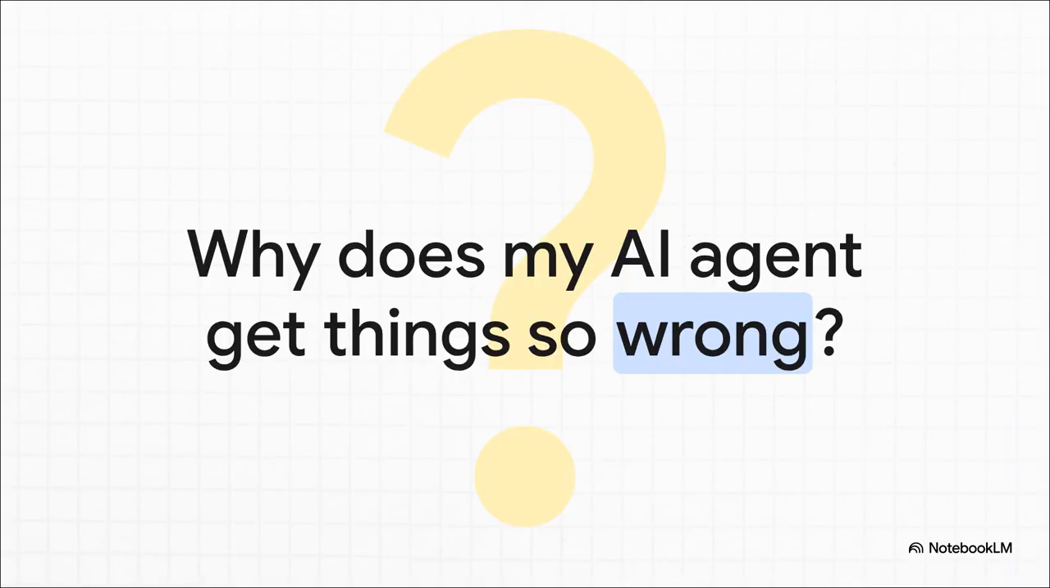You've been there. You ask your AI what seems like a totally straightforward question, and the answer it gives you completely misses the mark. You're just left sitting there scratching your head thinking, how on earth did it get that so wrong? It's a super common problem, but the good news is it's absolutely solvable.